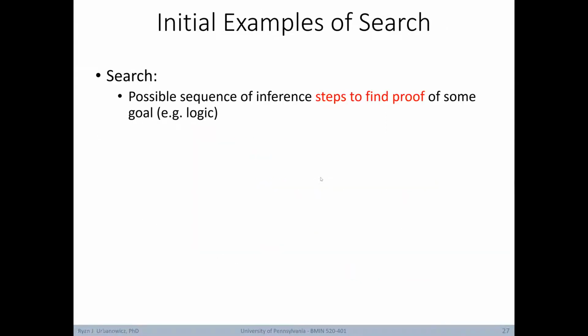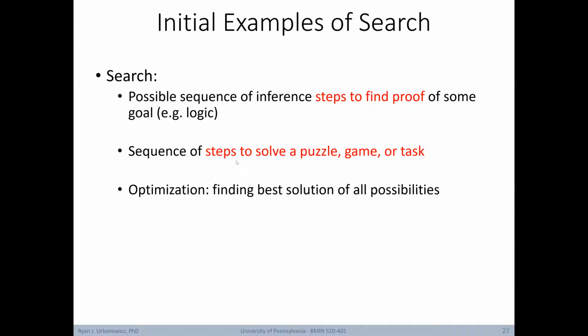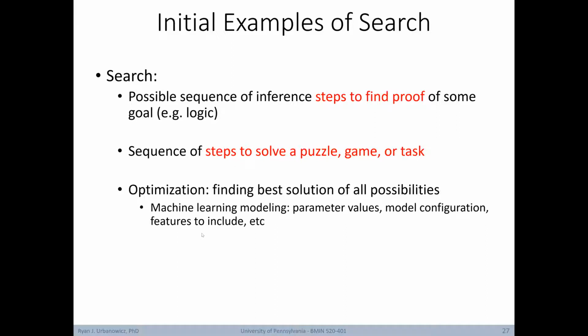We'll start by looking at some initial examples of search. So search could be a possible sequence of inference steps in logic to find some proof of some goal. It could also include the sequence of steps required to solve a puzzle, a game, or a task. Or it could be about optimization, where we're trying to find the best solution of all possibilities. Optimization is relevant to things like machine learning modeling, where we're maybe trying to learn the optimal parameter values of a model, or the model configuration, or just what features to include in the model.